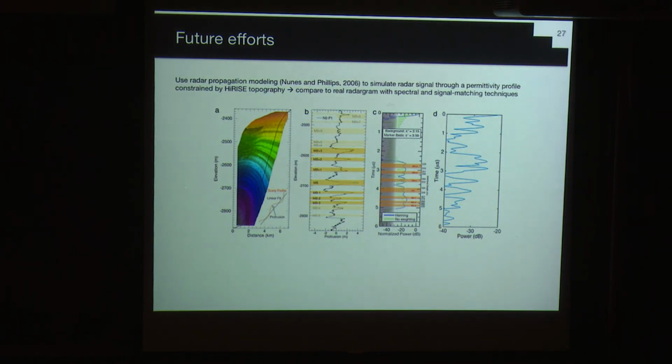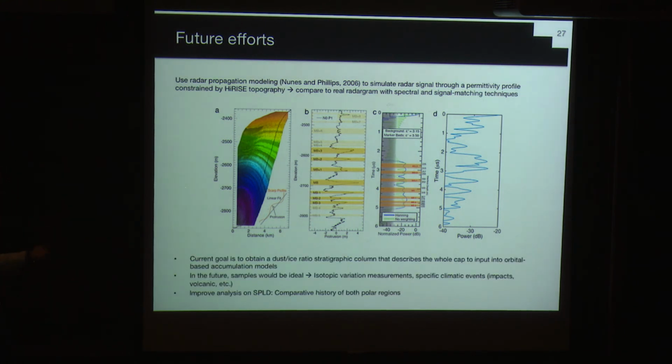And so just to wrap up, some of the future work that we want to do, and this is something I've started to work on recently, is basically bring all of this together. Use the high-resolution topography to inform a radar propagation model, so that we have a simulated radar which we can compare to a real radargram using the signal matching and spectral techniques that I've discussed. We're going to see what comes out of that. This is a first attempt at that.